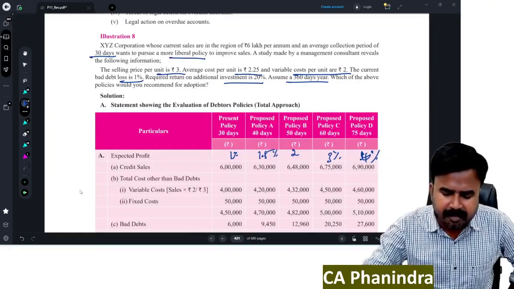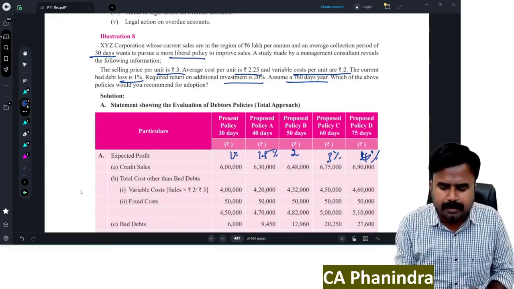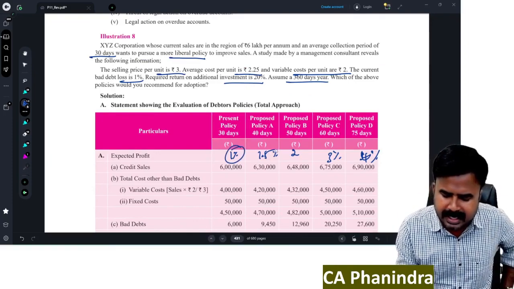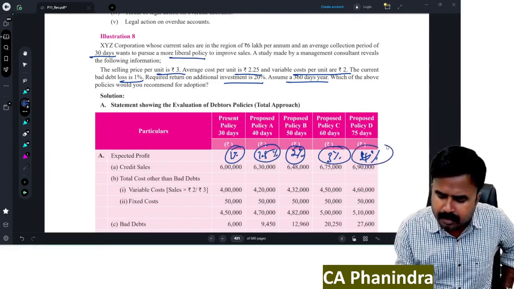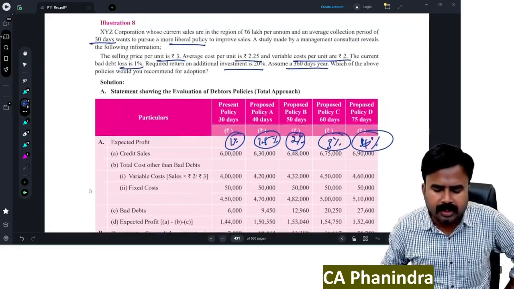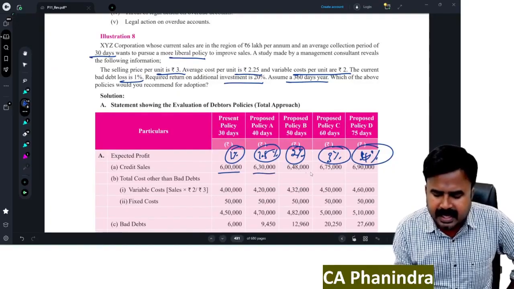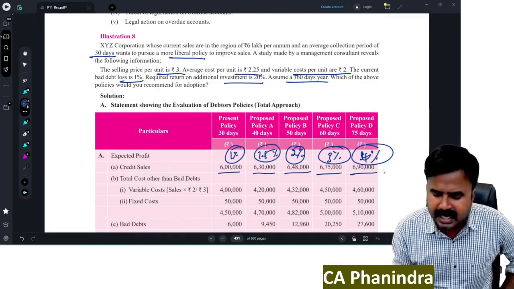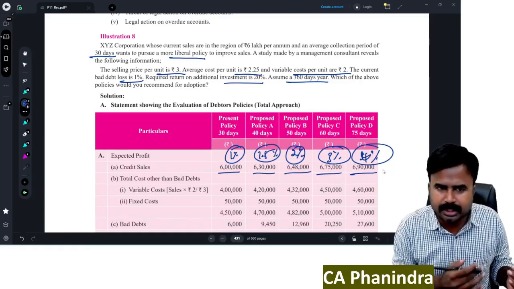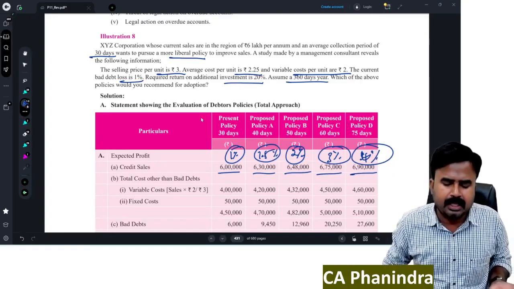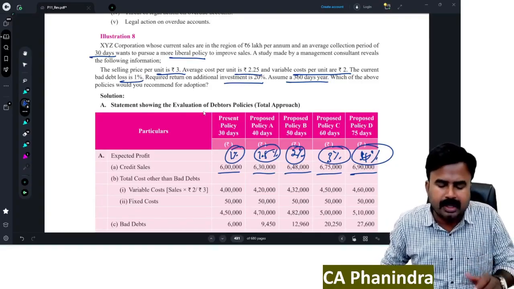We have some missing information in this problem. So write the bad debts percentage under all the policies. Existing policy 1%, proposed policy A 1.5%, 2% for B, 3% for C, 4% for D. And also the credit sales for existing policy 6 lakhs. Policy A 6 lakh 30, 6 lakh 48, 6 lakh 75, 6 lakh 90,000. These numbers must be given in the problem itself. You can't take these numbers as an assumption. So there is missing information. They're supposed to give these numbers. Unfortunately, that part in the problem is missed.